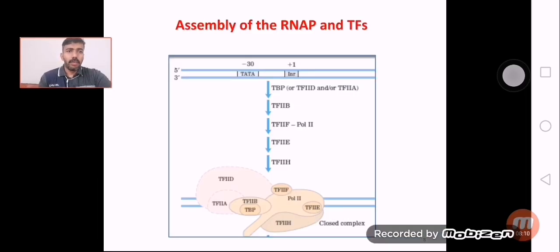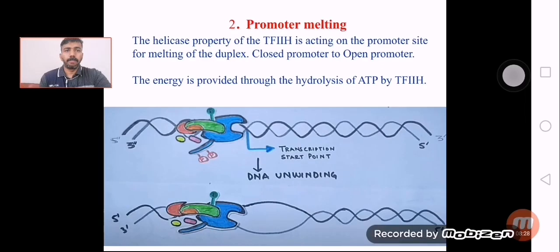So these are the events. Initially TF2D comes, then A will follow, then there is B, then the TF2F and Pol enzyme complex, then E and H. So they form the closed complex in the system. So the first event is the assembly of the transcription factors and the polymerase enzyme at the promoter site. And the second event in initiation is promoter melting, right? So we are moving to the second mechanism.